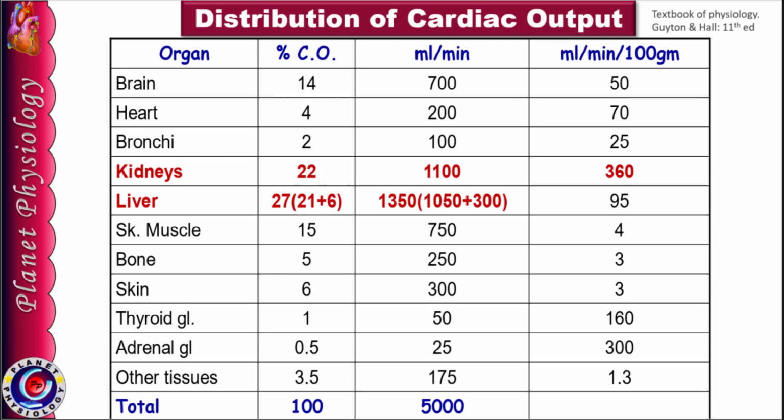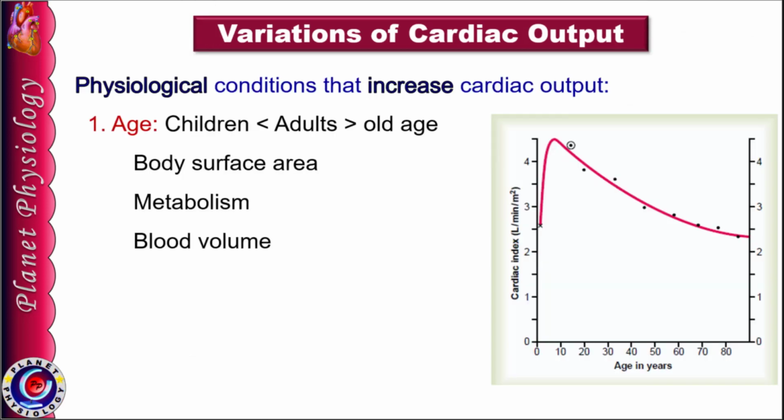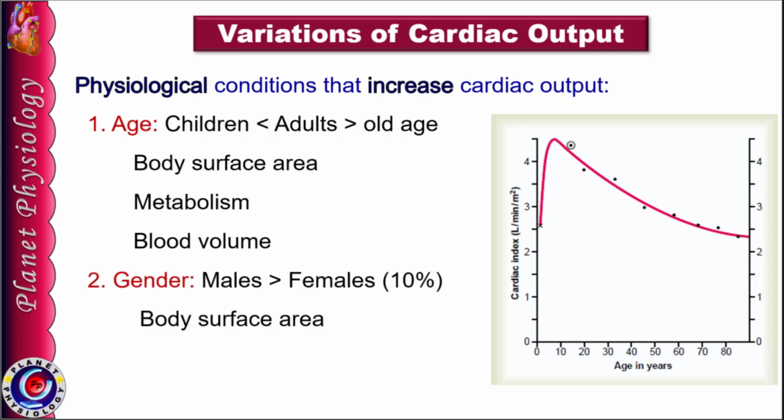Now let us study variations in cardiac output. We shall begin with physiological conditions, that is normal situations which tend to increase cardiac output. First is age. Cardiac output is more in adults than in children and the elderly population. Important reasons for this include differences in metabolism, surface area and blood volume. Cardiac output is higher in males than females by 10%, and this is mainly due to higher body surface area in males.